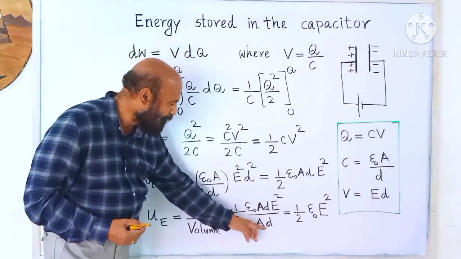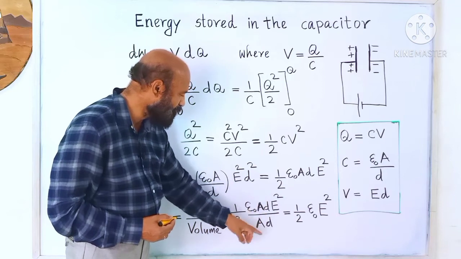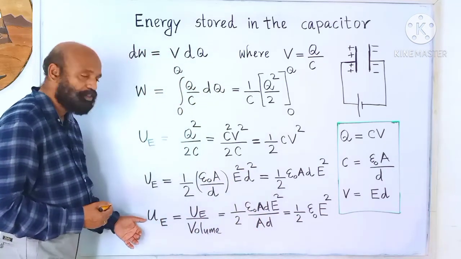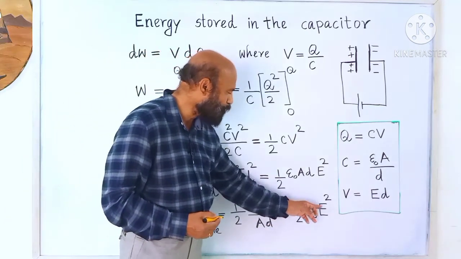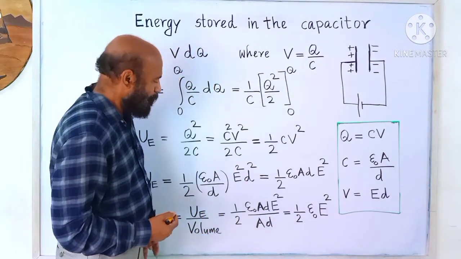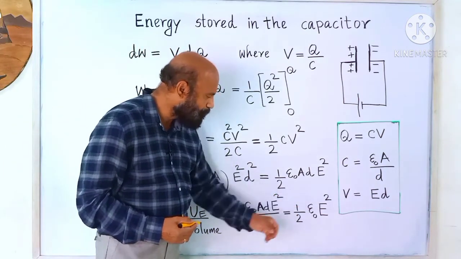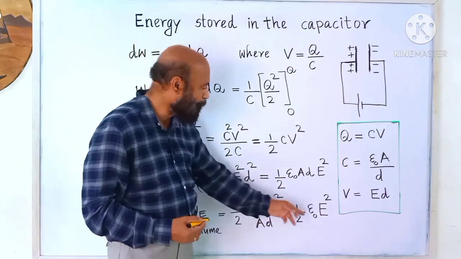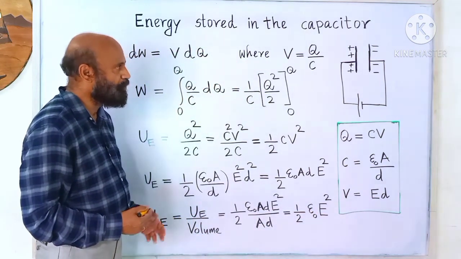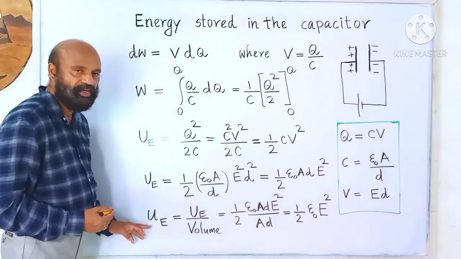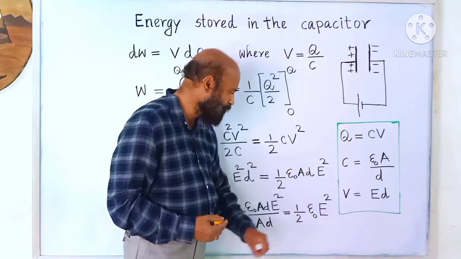So you divide by A d, then A d will get cancelled. So you will get the expression for energy density. U_E is equal to half epsilon 0 E square. From this you can see energy density depends on the electric field, not on the size of the capacitor. Energy density is depending on the electric field.